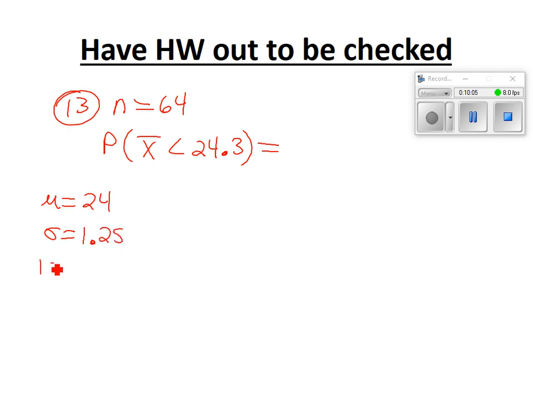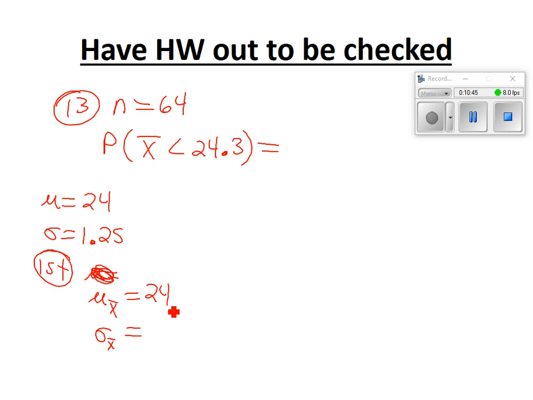First thing we got to do on all the problems in this section, what I didn't do on the other one and messed it up, is we have to find the mu of the sample means, and we have to find the standard error, or the standard deviation of the sample means. What do we know about mu of the sample means? If you can't find this on the test next week, you're going to miss some easy points. It's the same thing. So if this is 24, what's this? 24.